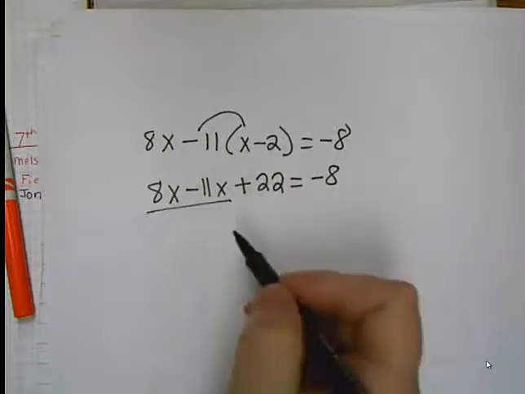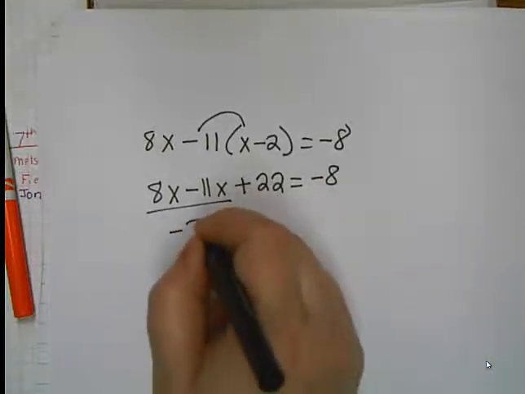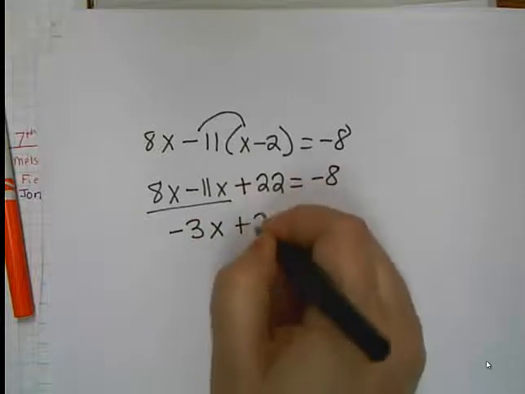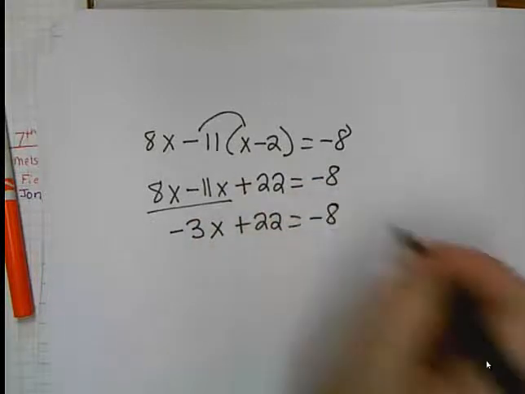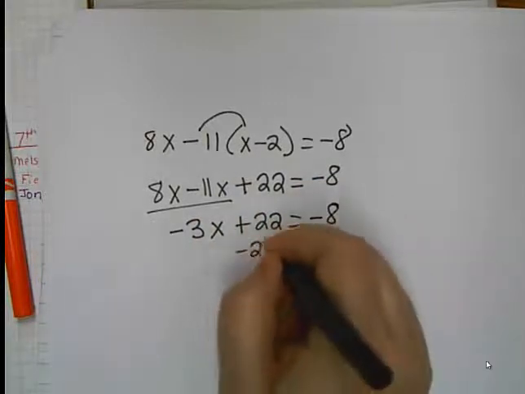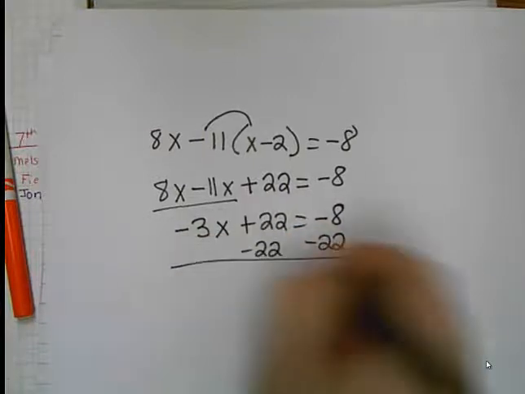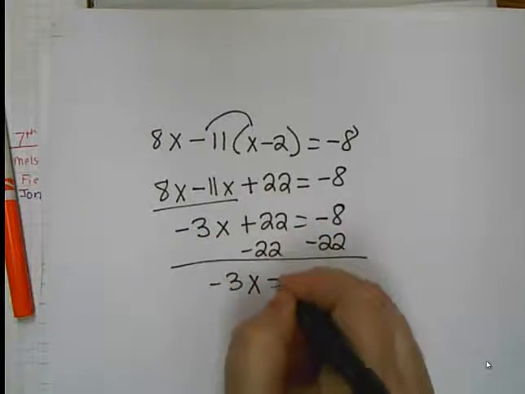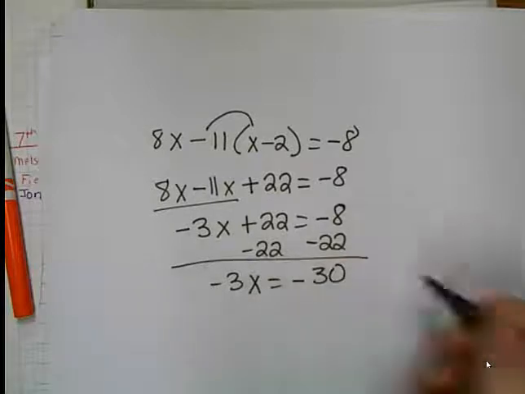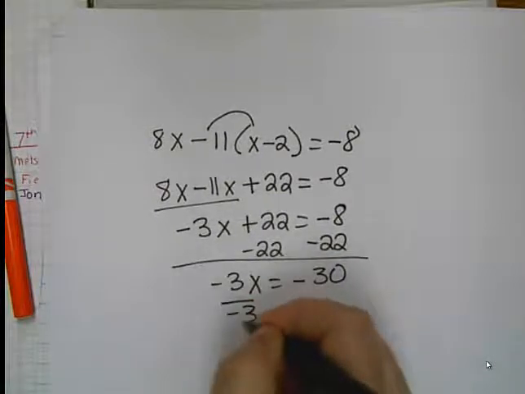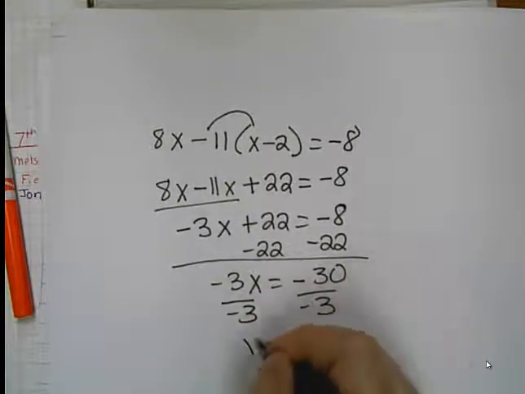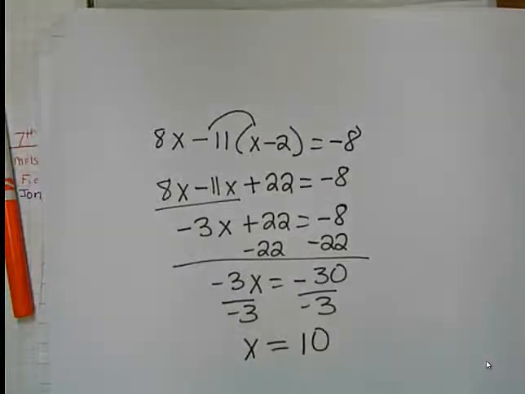So what's 8x minus 11x? Negative 3x plus 22 is equal to negative 8. Subtract 22. Negative 3x equals negative 30. Divide by negative 3, and x equals 10. Okay?